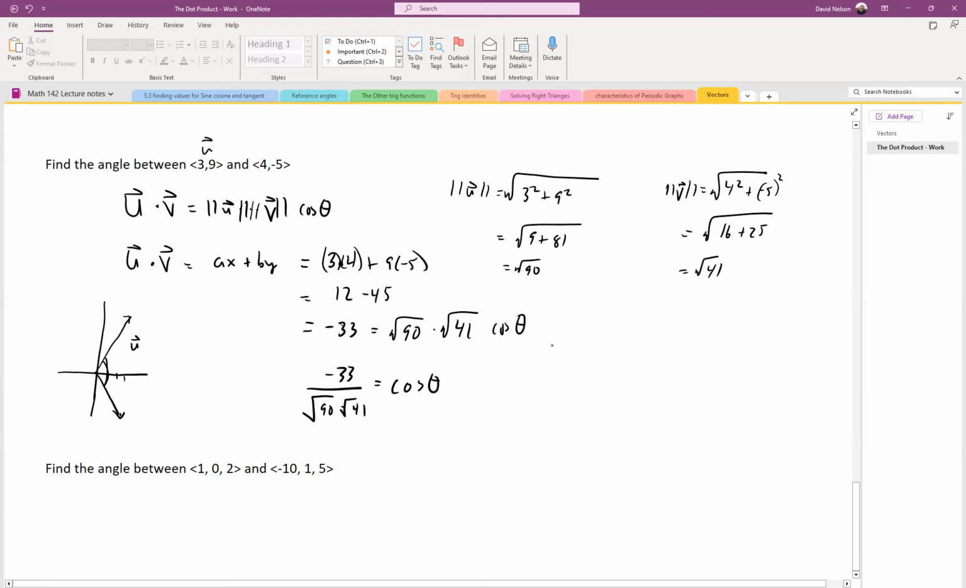So if I'm working in degrees, let's just do the math there. Negative 33 divided by the square root of 90 times 41. I'm coming up with something like negative 0.543. That's kind of a fun number. Negative 0.5432. The next digit's a 5, so unfortunately it doesn't continue on with that nice pattern.